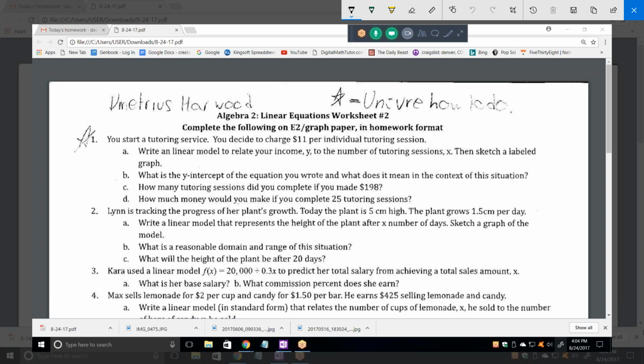You're starting a tutoring service and you decide to charge $11 per tutoring session. Must be a third grade tutor. Write a linear model to relate your income Y to the number of tutoring sessions. So what would Y be equal to in terms of X?